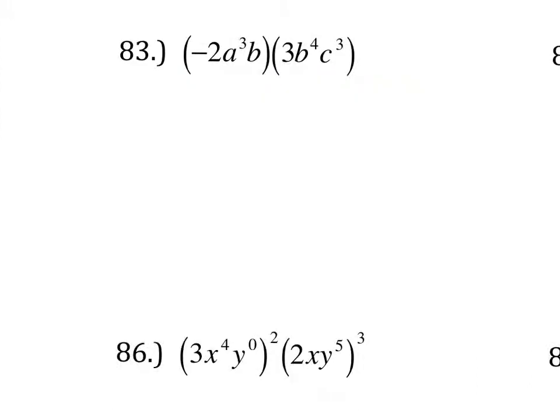So we're going to take a look at example 83. So we have negative 2 times a cubed times b times 3 times b squared times c cubed. So we're going to take the constants, which is negative 2 times 3, to get negative 6. And now we're going to focus on the a. So we have a cubed, and that's it. We don't have any other a's, so it's going to be a cubed.